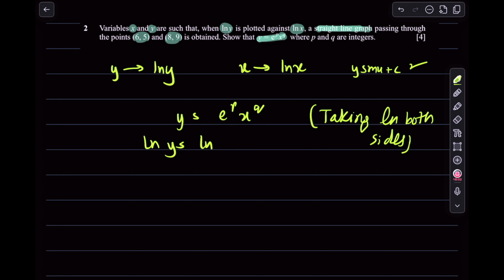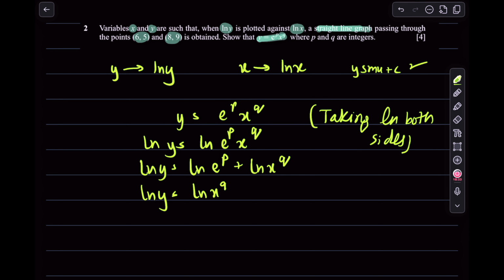is equal to ln of e to the power of p, x to the power of q. Well, my x term, which is ln x, is not clearly expressed. My right hand side is ln of e to the power of p, x to the power of q. So to clearly express my x term, I'm going to apply the product rule. So let's do exactly that: ln x to the power of q plus ln e to the power of p.